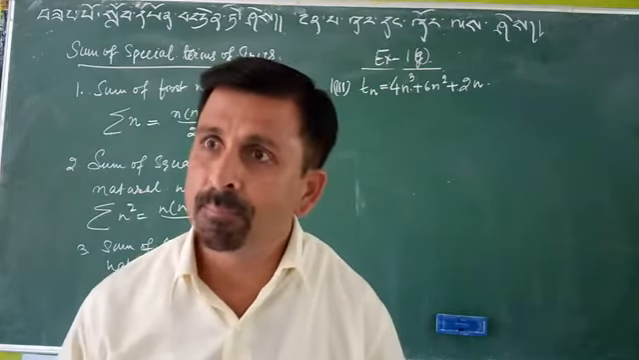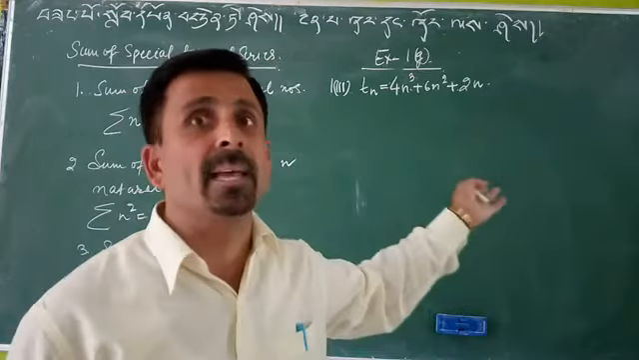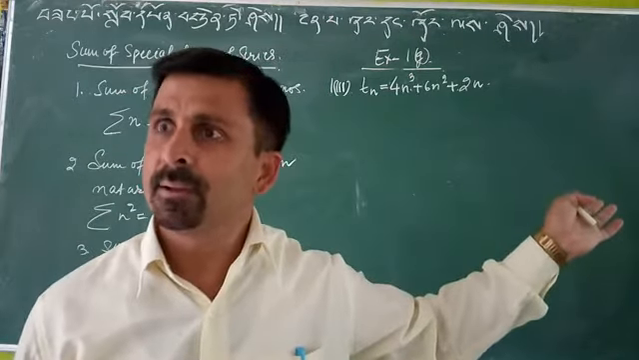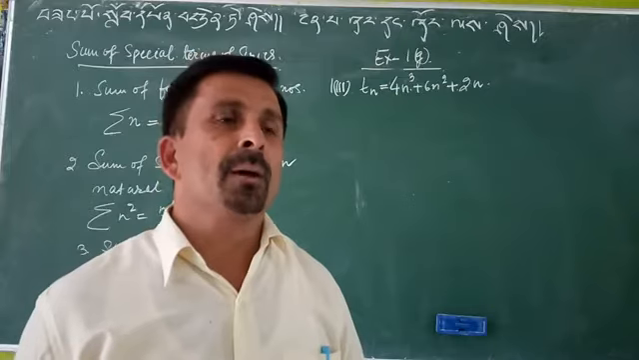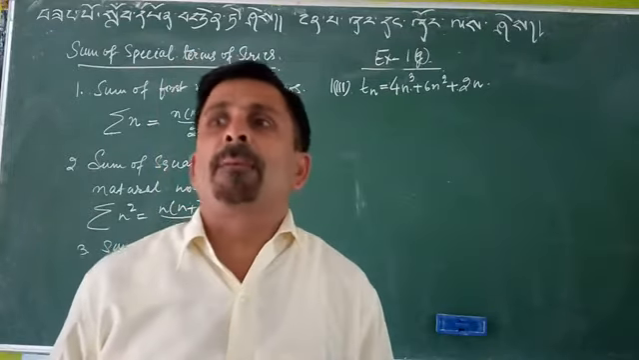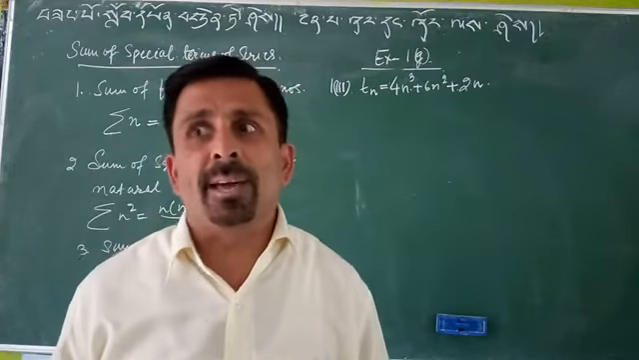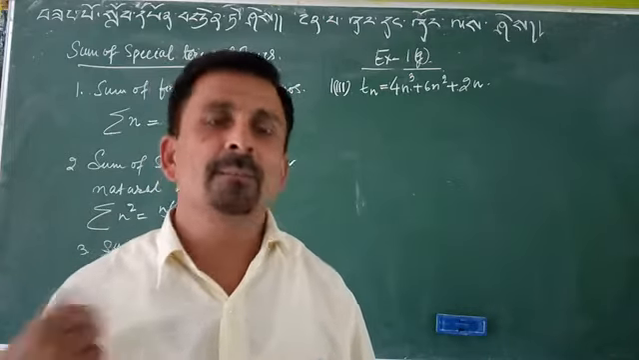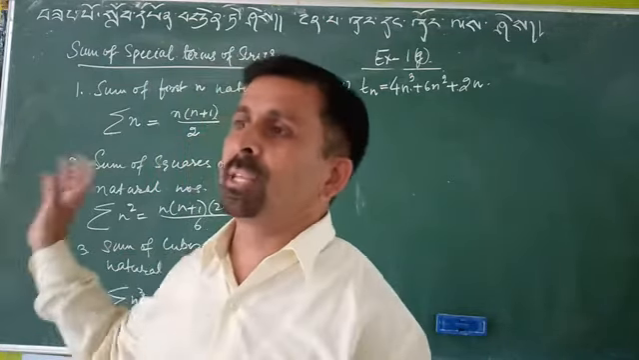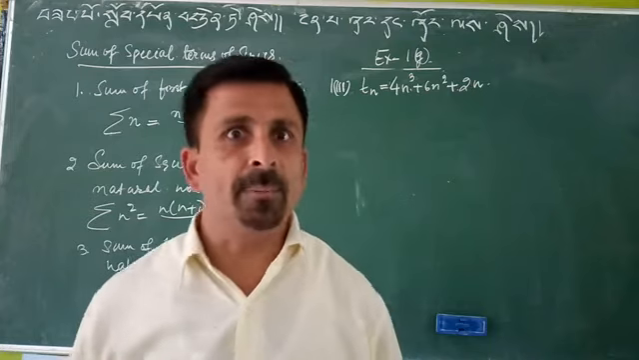Do you remember? Yes, sir. So this question is even more handy than the first question. Is this okay? Yes, sir. Here, the terms are already in the form of n square and n cube. That means we can directly use the results and simplify.